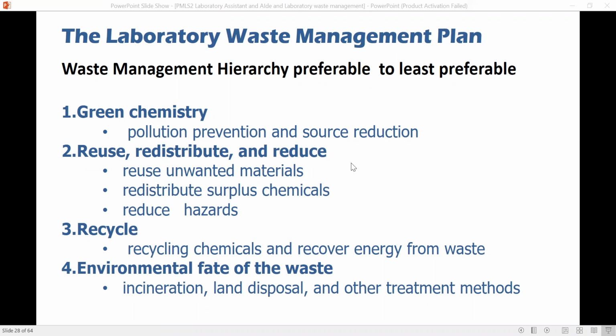Next now, in your book, meron siyang sinabing reuse unwanted materials, redistribute surplus chemicals, and reduce hazards. So reuse. Pag sinabi mong reuse, anong ibig sabihin nun? Gagamitin mo ulit.